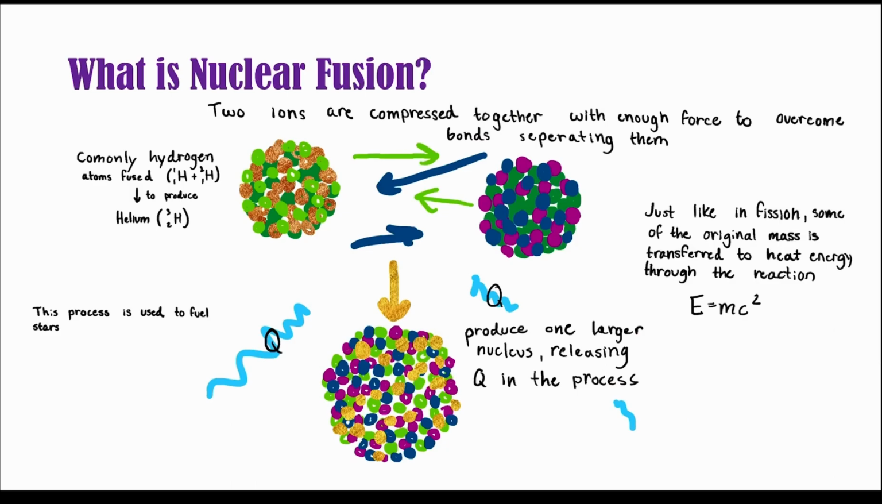Fusion, on the other hand, is something we've been working at for a minute and we still haven't fully achieved, but it's pretty much just the exact opposite of fission. Fusion is when two molecules or two atoms are pressurized and forced together and overcome the bonds that keep them separate and forced together into a larger atom, a larger nucleus. So commonly, we use hydrogen for this, hydrogen 1 and hydrogen 2, to produce helium with 3 neutrons.